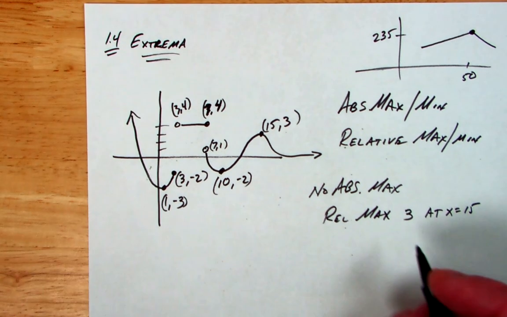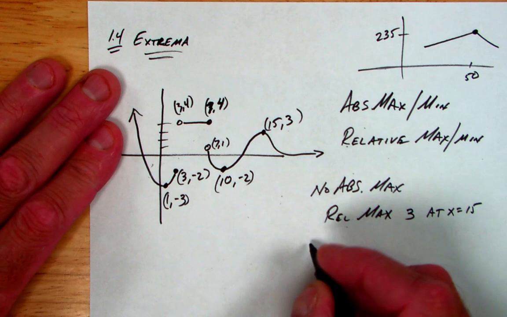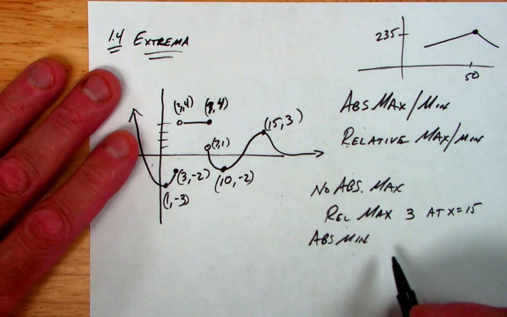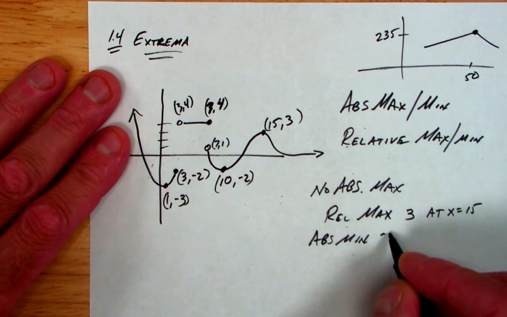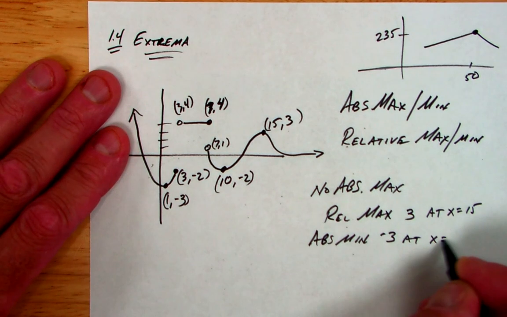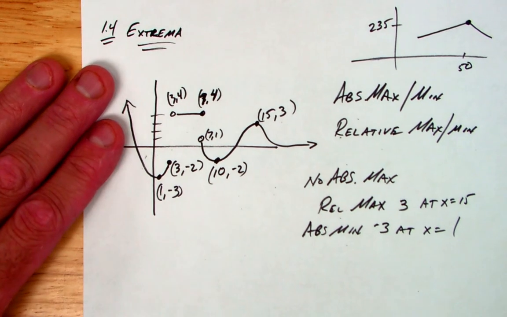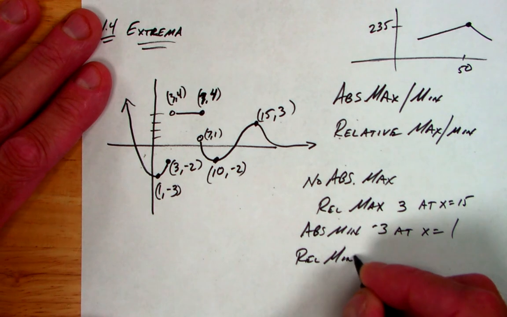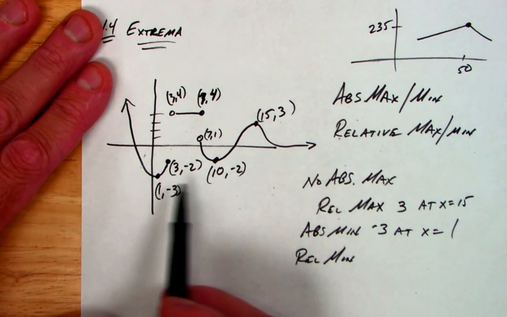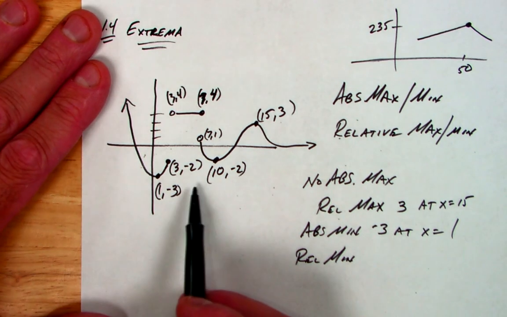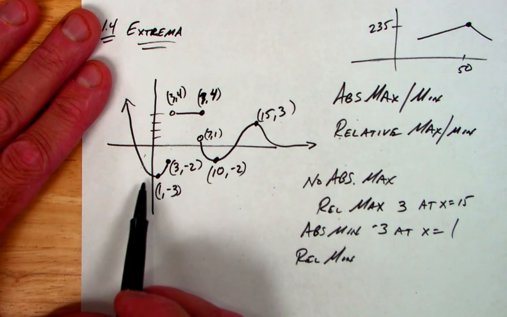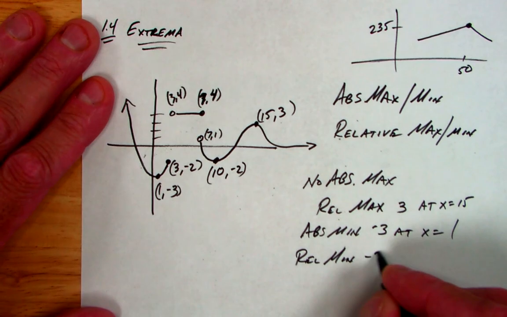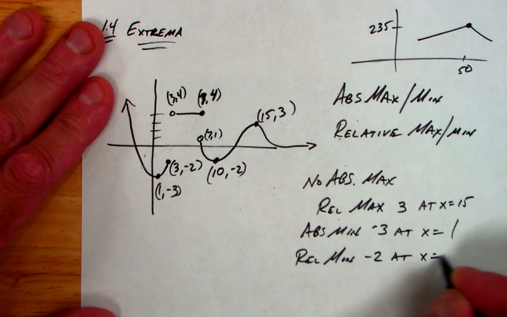Does it have an absolute minimum? Yeah. What is the absolute minimum? -3 at x equals 1. Good. Does it have any relative minimums? Yeah. -3 at 1. No, relative. Well, that's the absolute, so I'm not going to name it again. -2 at x equals 10.